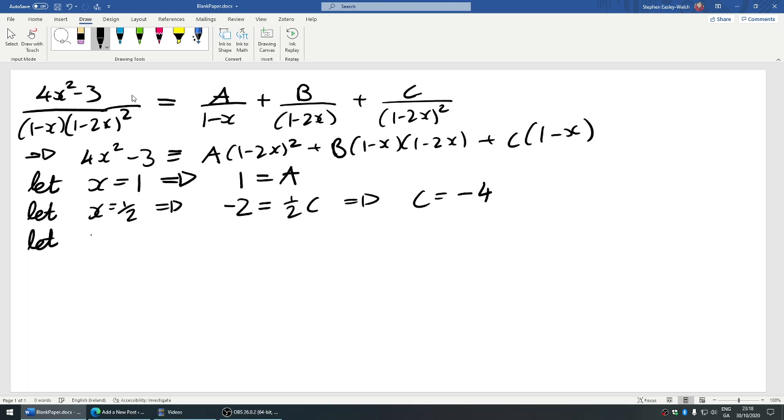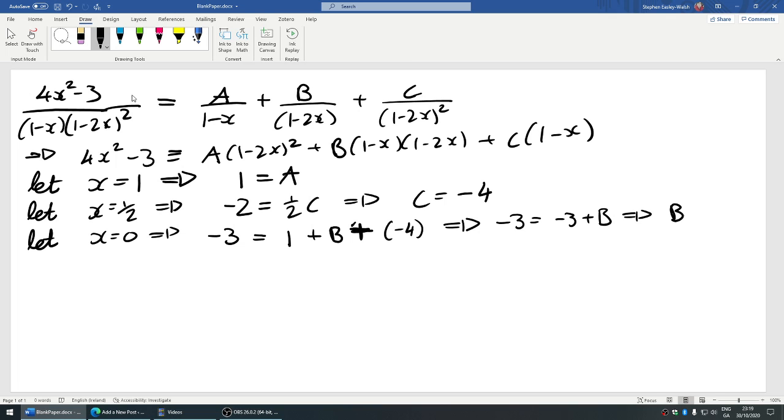Then what we can do is we can just let x be 0. So then that means you have minus 3 equals A, which we said is 1, times 1 squared, plus B, which we don't know, times 1 times 1, plus C, which we said is minus 4, times 1. So then that would mean that minus 3 equals minus 3 plus B. That's interesting. So that means B is 0.